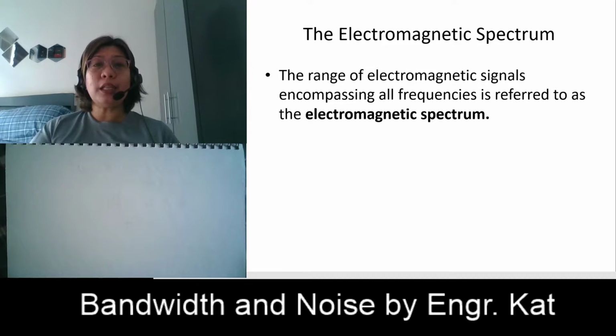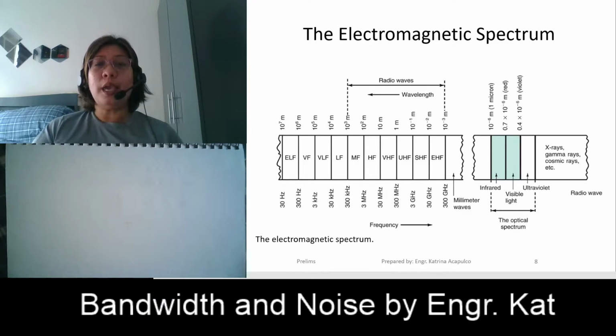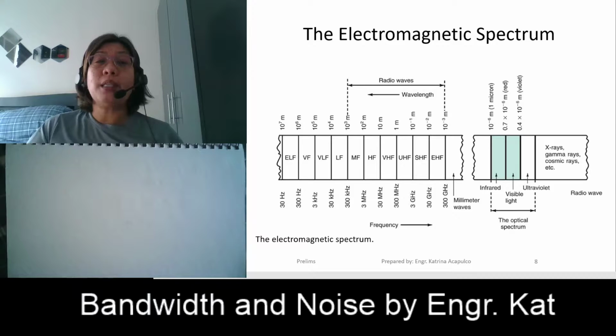Okay, so the electromagnetic spectrum is the range of electromagnetic signals encompassing all frequencies. So it is referred to as the electromagnetic spectrum. Okay, so we can visualize the electromagnetic spectrum like this. We have here the name and its corresponding wavelength. As you can see, the lower the frequency, the higher the wavelength. As the frequency increases, likewise your wavelength decreases.